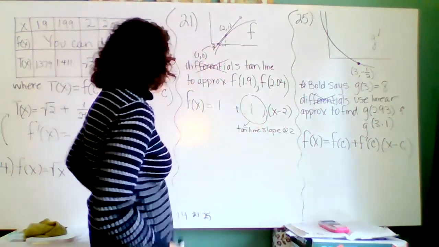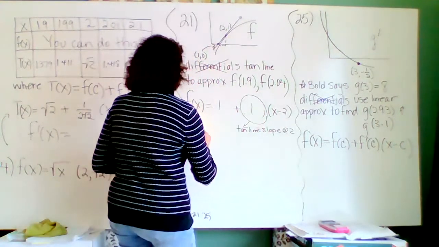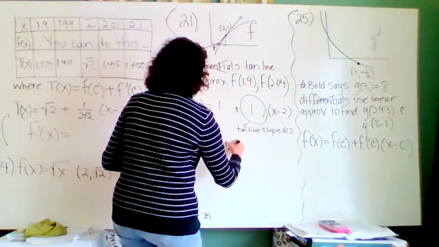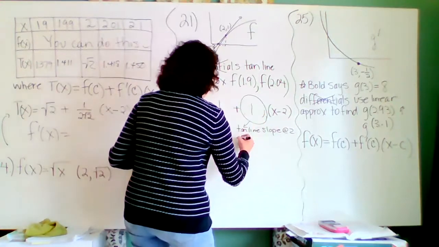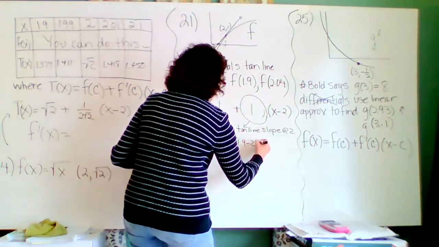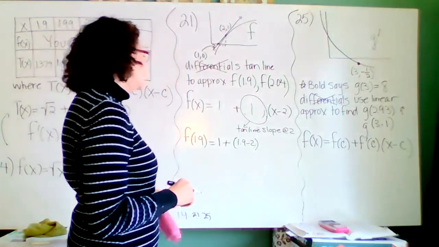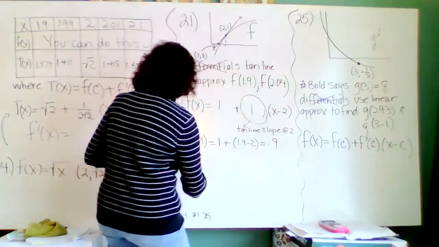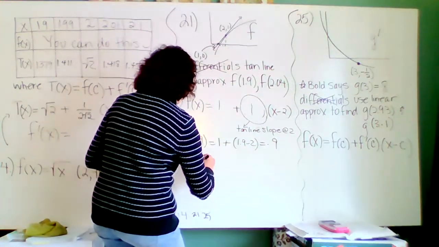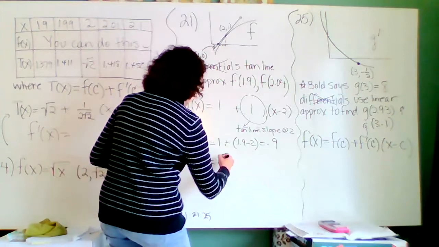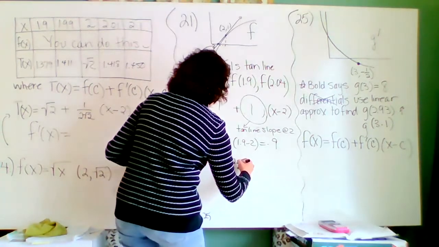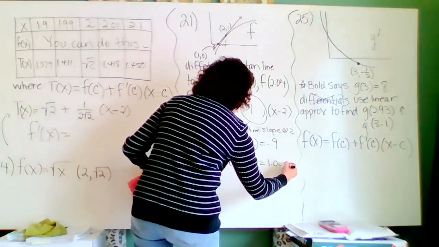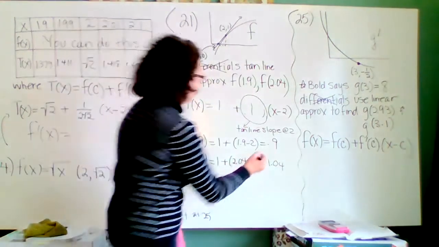There we go. So now to figure out f of 1.9, I just put it in right there. 1 plus, I don't really need the slope of 1, 1.9 minus 2. 1.9 minus 2 is a negative 0.1, plus 1 is 0.9. Let's try f of 2.04. That's 1 plus 2.04 minus 2. That's 0.04 plus 1, 1.04. There we go.